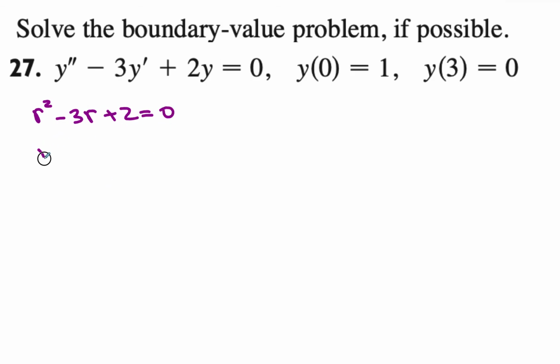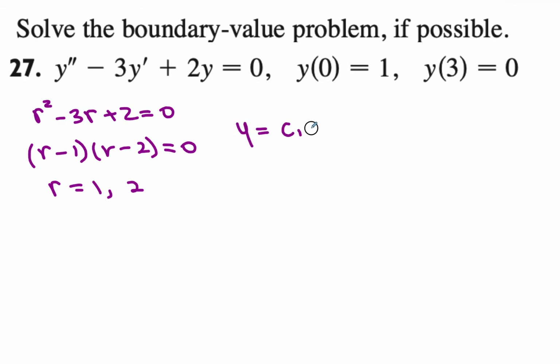So you can see that it's going to be (r minus 1)(r minus 2) equal to 0, where r should be equal to 1 or 2. Then what does that tell us? Our equation should be y equals c sub 1 e to the x plus c sub 2 e to the 2x. That's what we end up getting.